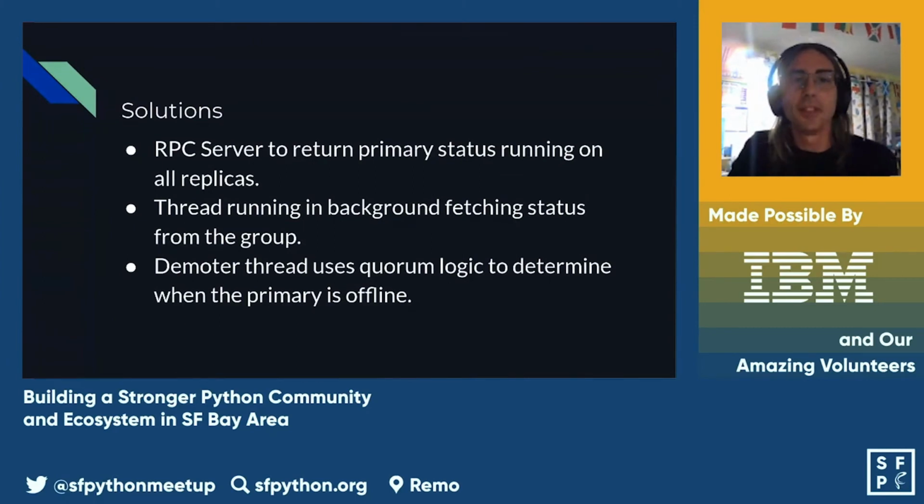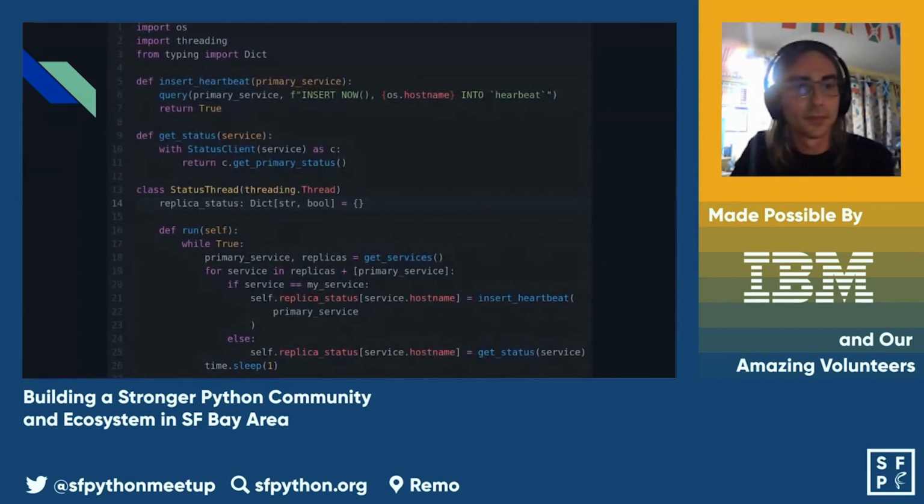To determine if our heartbeat inserts were successful, we'll need our scripts to be able to talk to one another. So we'll implement a server which can do just that. At Facebook, we use Thrift for this purpose, but gRPC and Protobuf can do the same thing. We'll create the thread to perform the inserts and gather status from members of the group. And we'll write a Demoter thread that will perform our consensus check when we detect a local heartbeat failure.